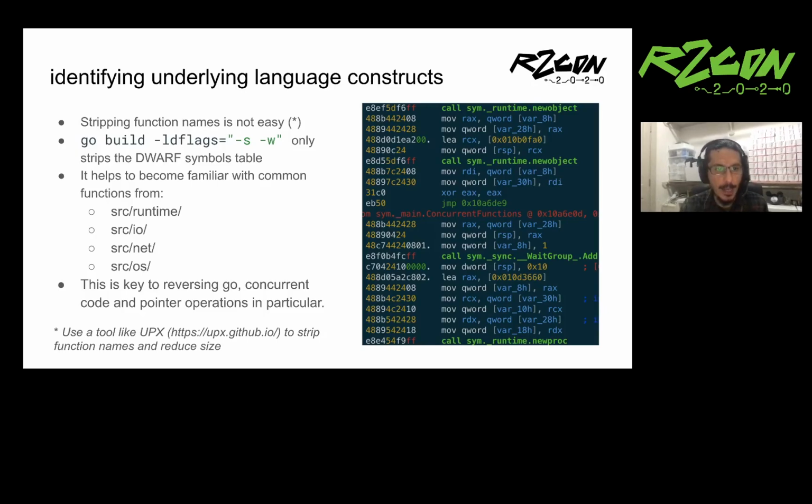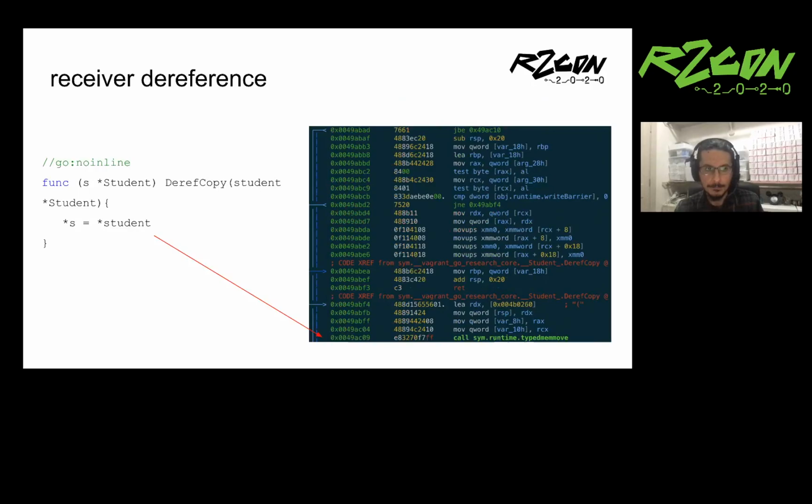Now, this is just a side note: if you really want to strip your Go binaries, the best tool that I have found is UPX, which really strips the function names. It leaves very little for you to work with, and it significantly reduces the size of your binaries. So that's just a side note there.